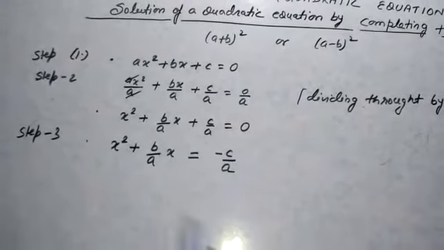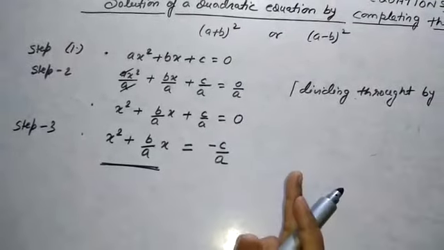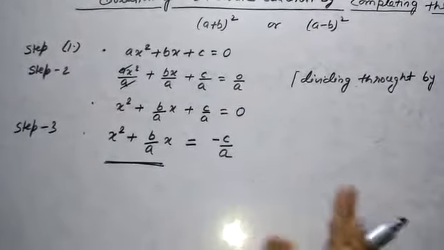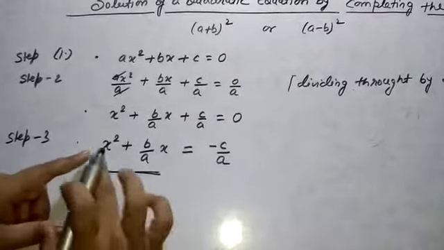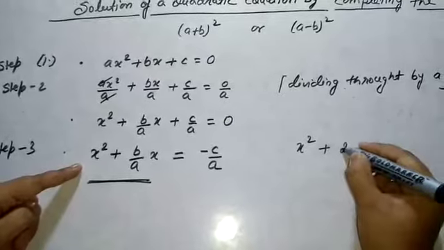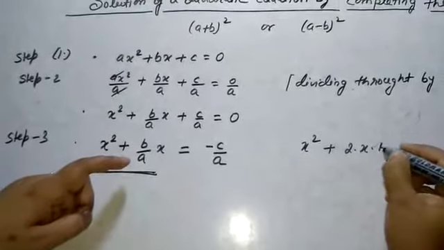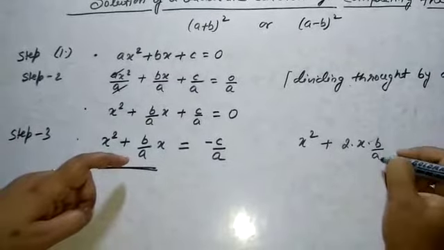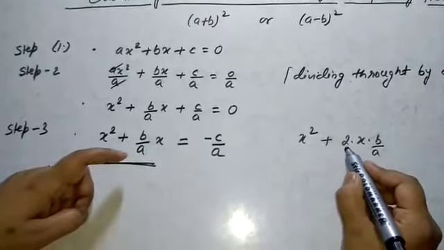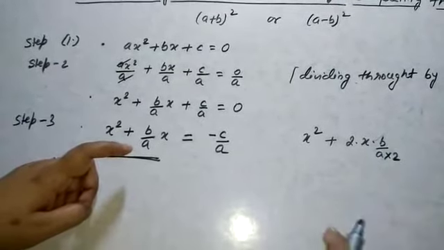Now dear student, we will try to convert this one into a plus b whole square or a minus b whole square. So see here, we have the square term x square. In between we need 2 into x. But here we have b by a x. So here we have multiplied with 2, so we need to divide it by 2 also.